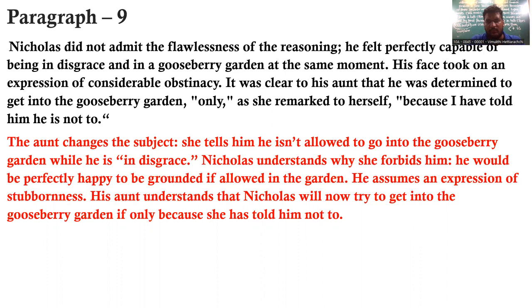If he gets caught, what will happen? He will get punishments. So he wanted to enter the gooseberry garden, and that is what he is going to do here, right? And this idea is actually given by the aunt herself. So she never thought that Nicholas will do such a thing. That is the idea, right?